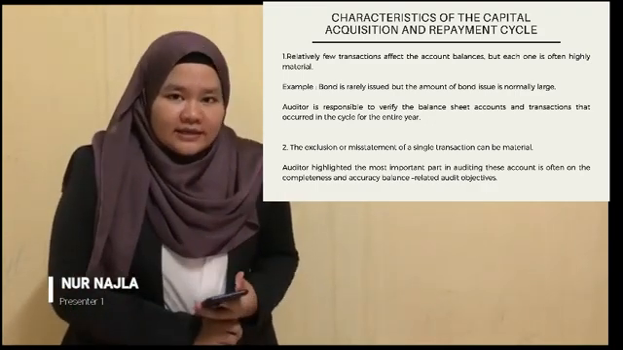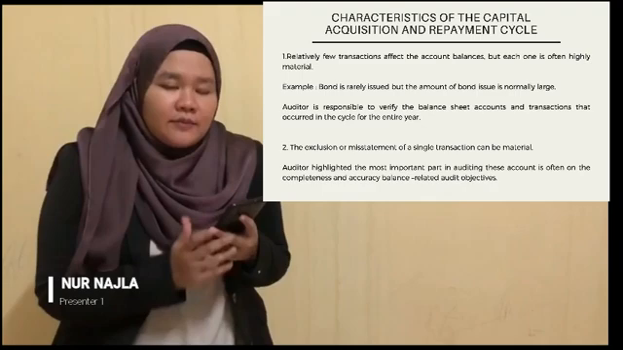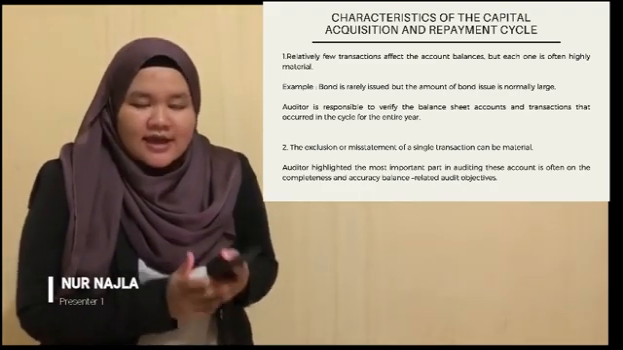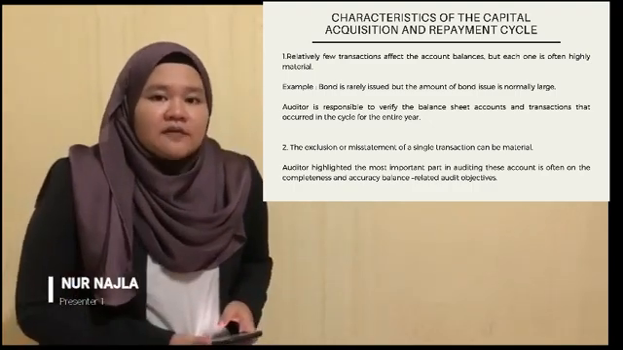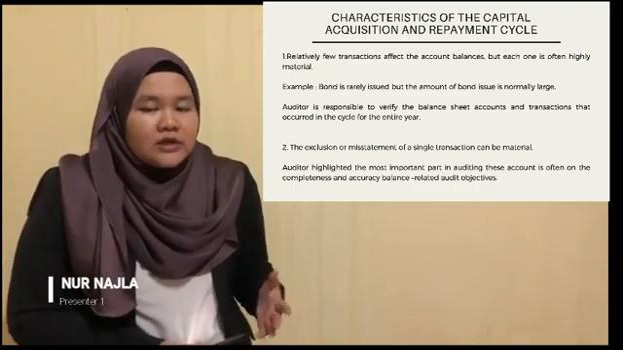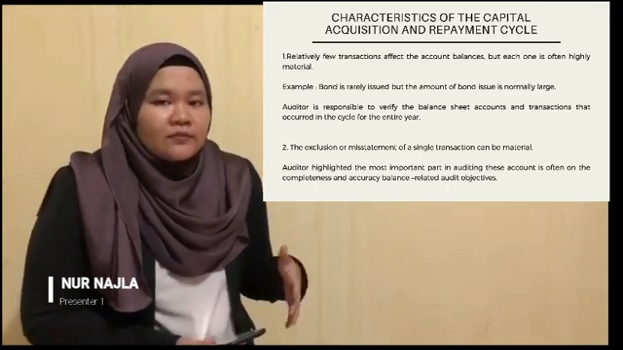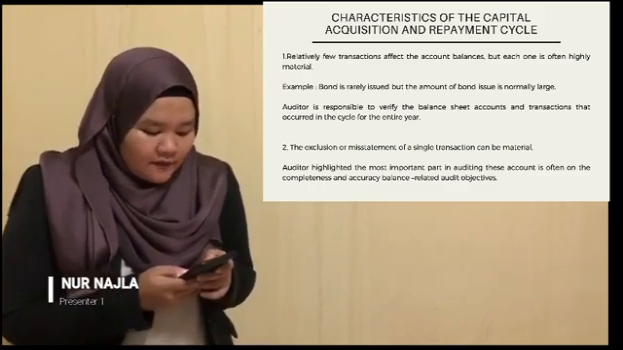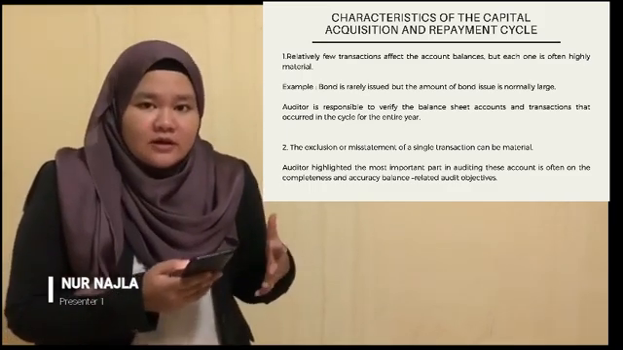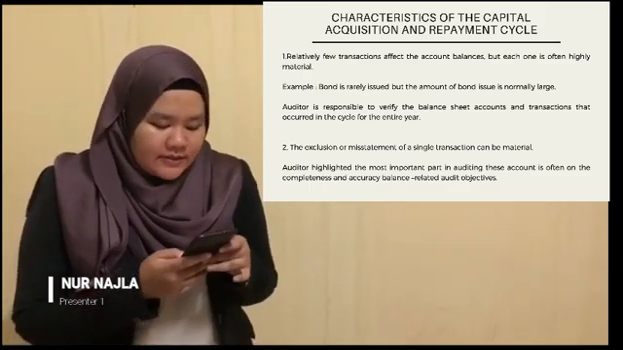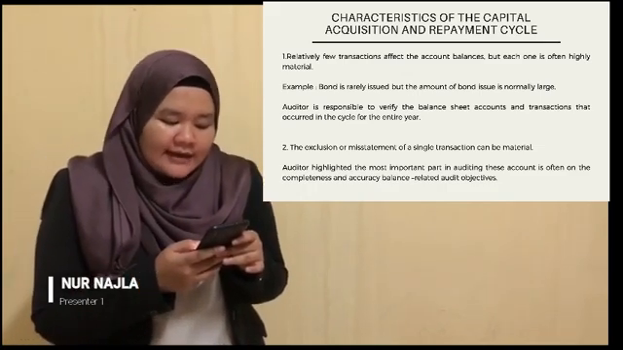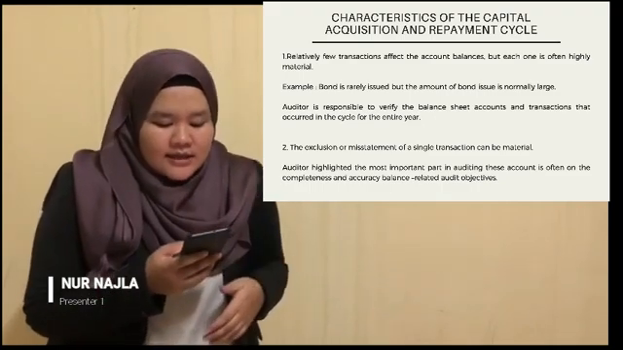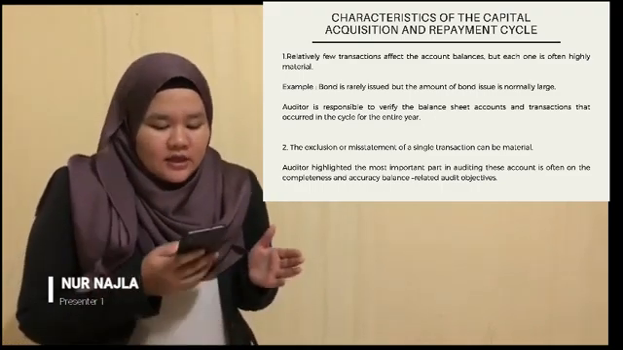For the second characteristic, it is about the exclusion or misstatement of a single transaction can be material. If the auditor happens to forget or overlook the misstatement, it can cause a material misstatement in the financial statement. Therefore, they need to be alert to review and correct any misstatement.